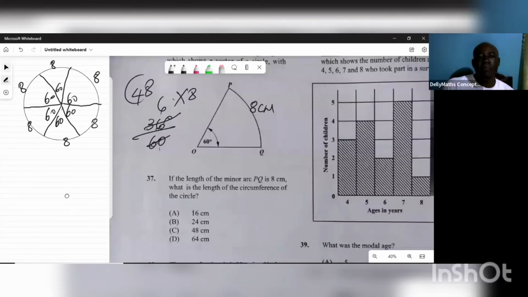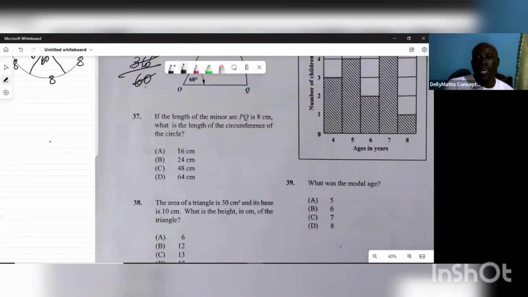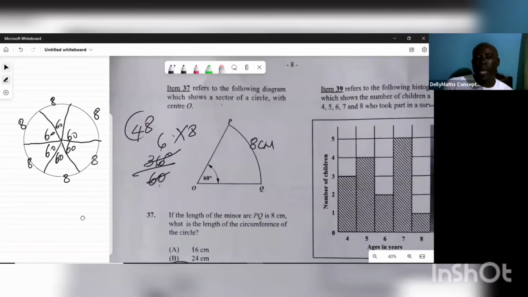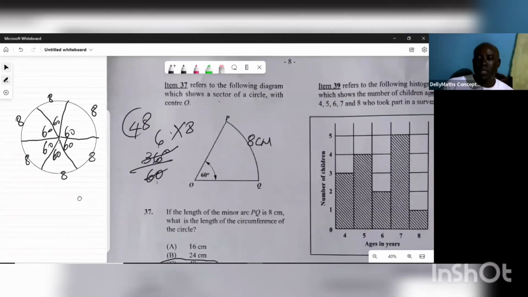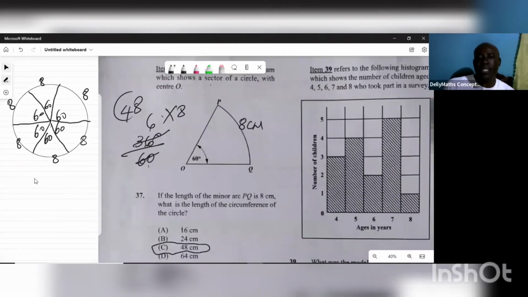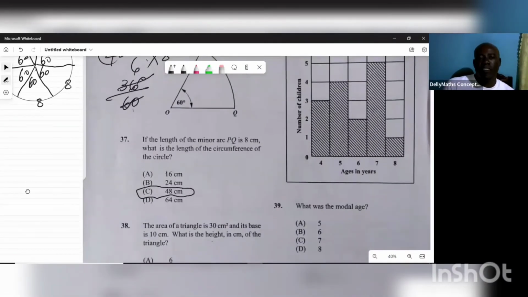We still haven't employed any big working out, but we're looking at some little ideas that we could pick on and go through. So 6 times 8 is 48 right there, because we have that 60 six times. 6 times 60 is 360, for our entire circle is 360 degrees. So the answer would have been C.